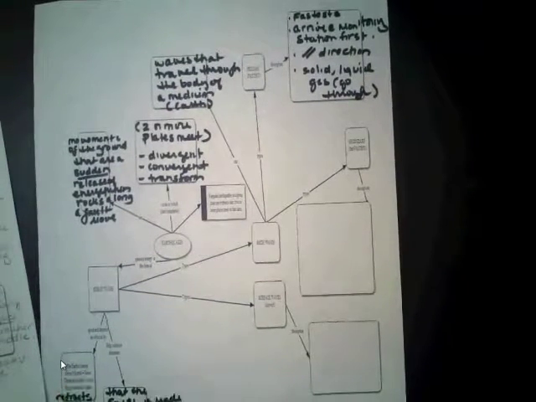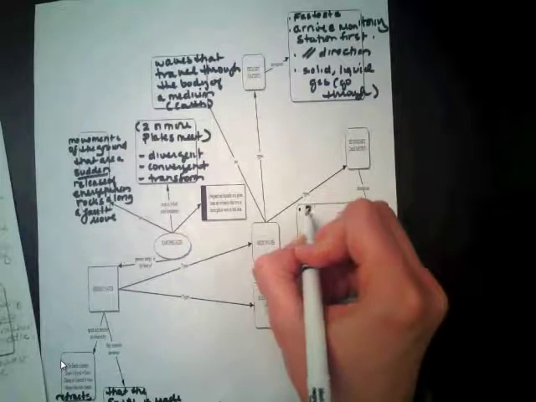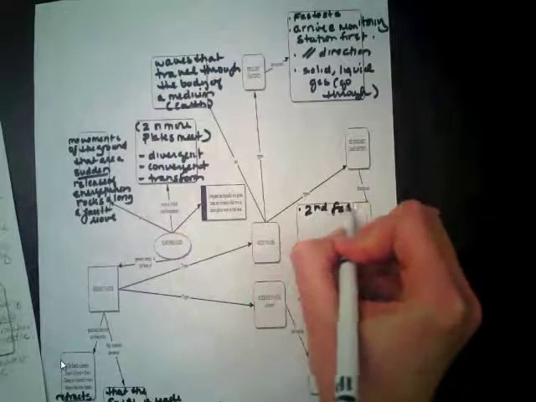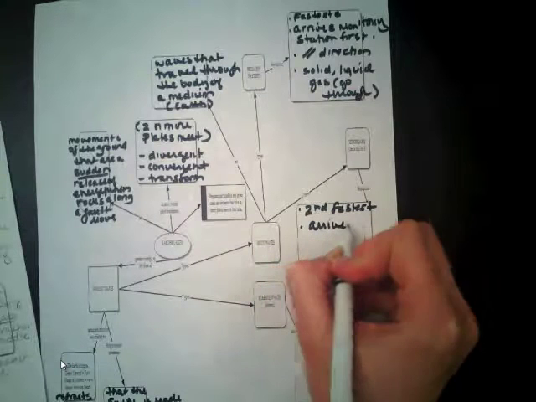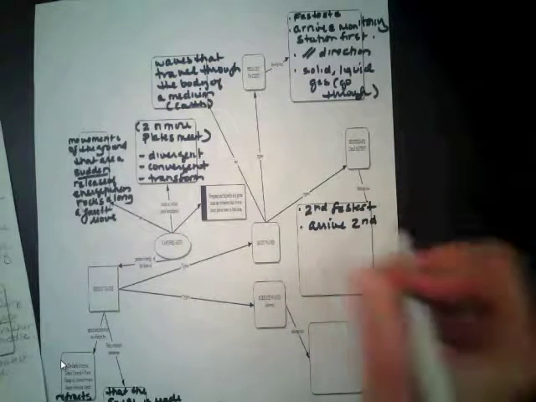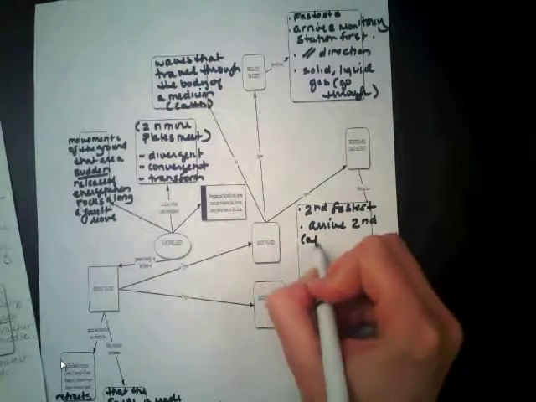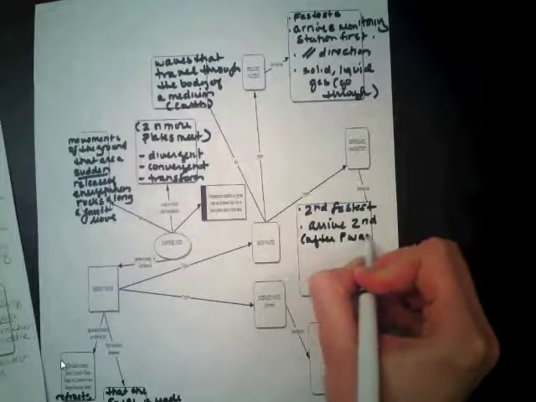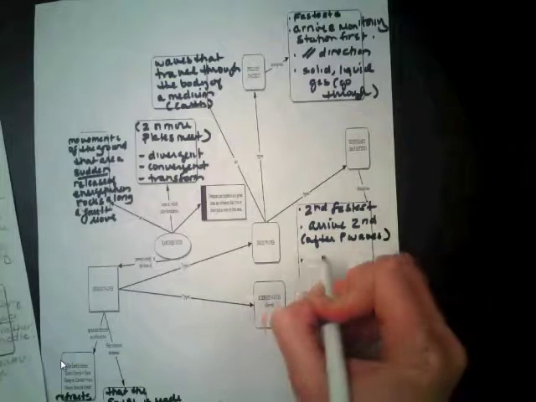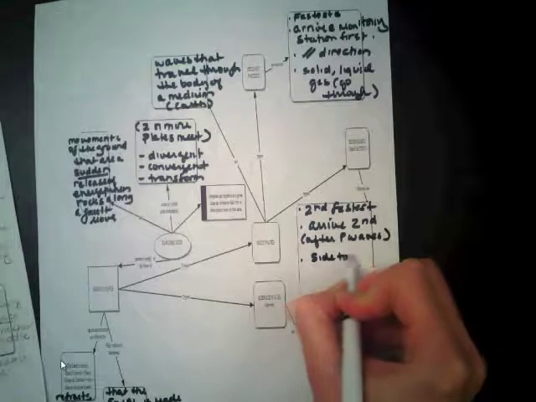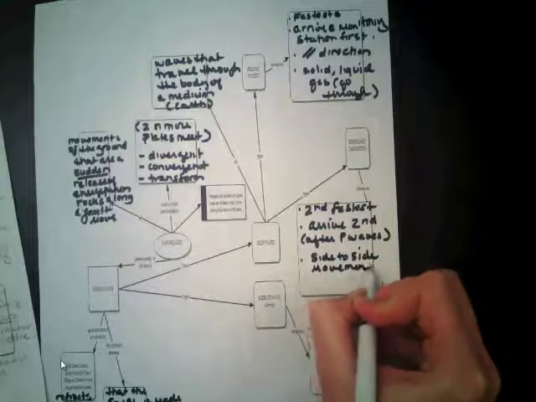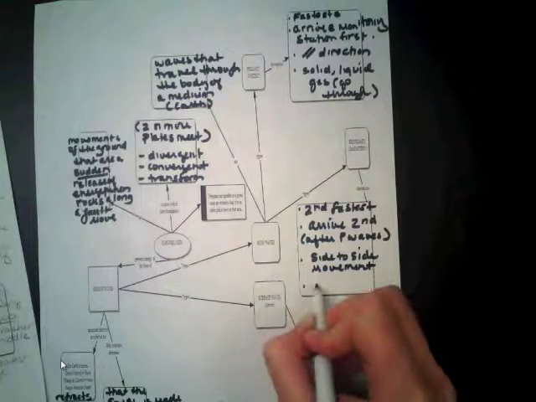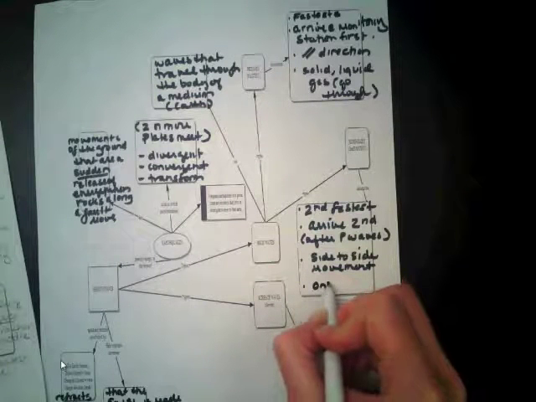Secondary waves are a little bit different. They're the second fastest, so they get to the seismic monitoring station second. So that means after the P waves. These move side to side or in S-shaped motion. And these can only go through a solid.